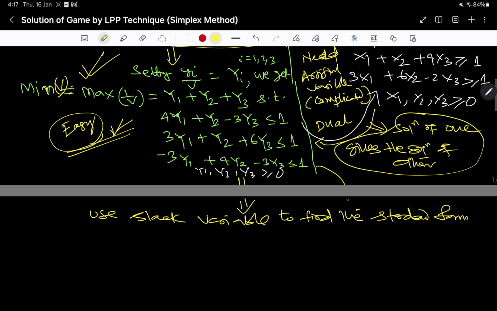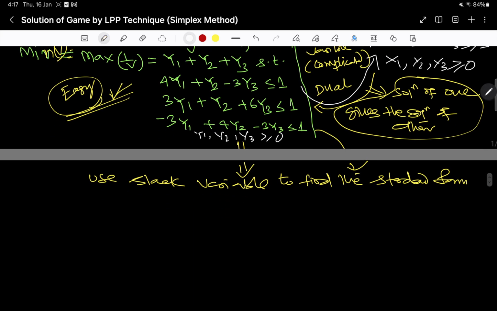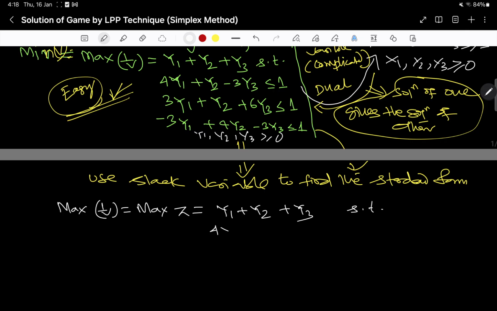Now I am considering this only. Okay, now the solution from A's point of view is straightforward from the solution of this A. So what is the problem now? It is maximize 1 by v, or I can write it as maximize z equal to y1 plus y2 plus y3 such that 4y1 plus y2 minus 3y3.